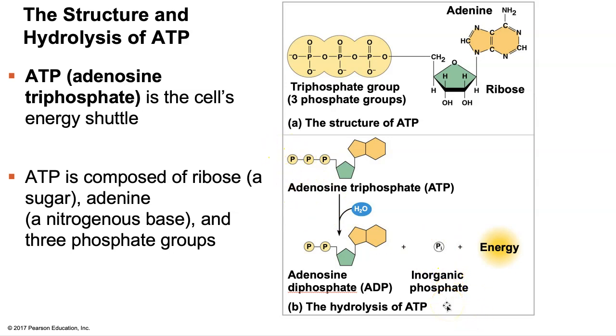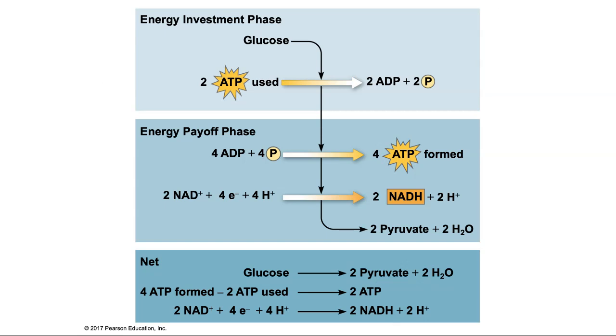Why is it called an inorganic phosphate? Remember, organic chemistry means carbon-based. Well, this phosphate group is no longer attached to a carbon skeleton. The carbons are here. So now this is inorganic phosphate. These phosphates are organic because they're attached to carbon-containing compounds. So we have an ADP and an inorganic phosphate and energy. And that is exactly what we see here. We have our 2 ATPs that we fed in, and we have 2 ADPs released and 2 inorganic phosphates released. Okay, so that's the energy investment phase.